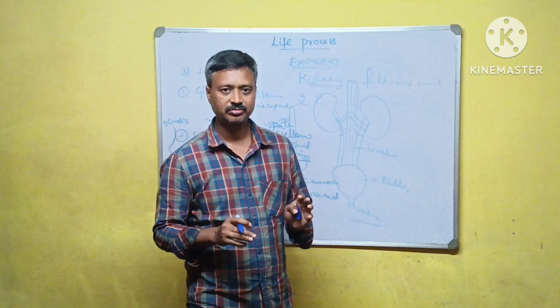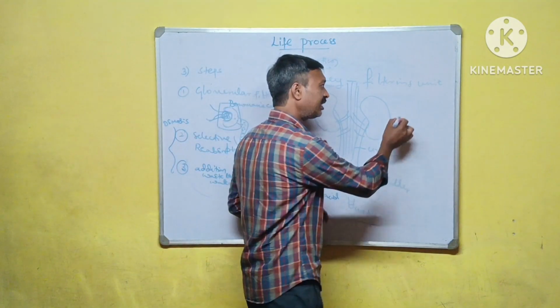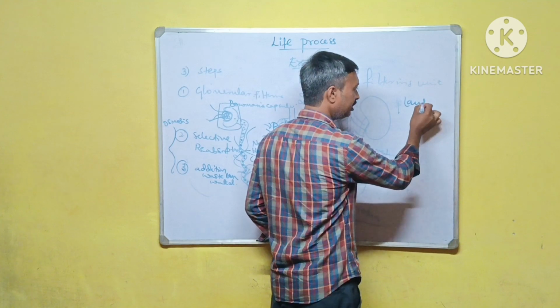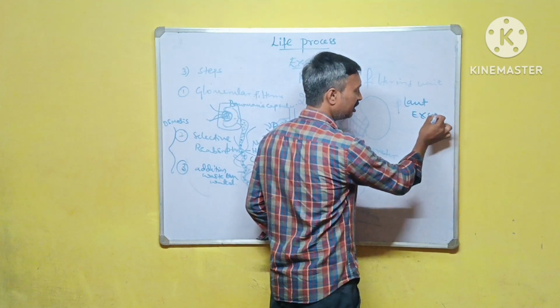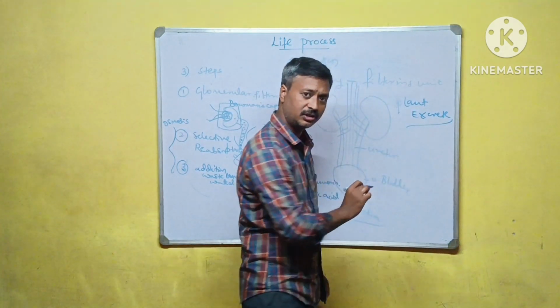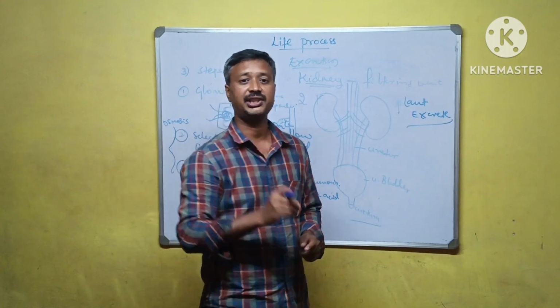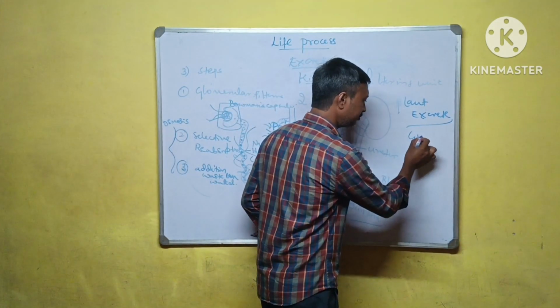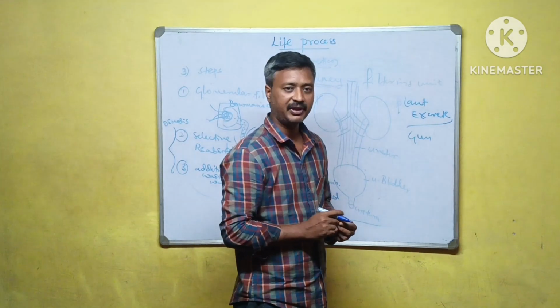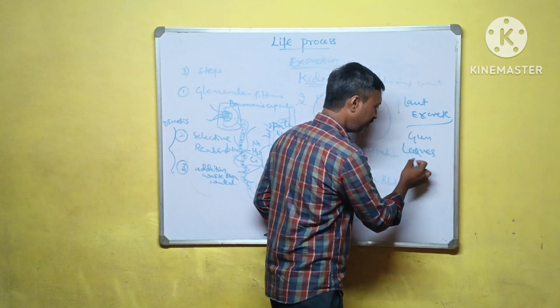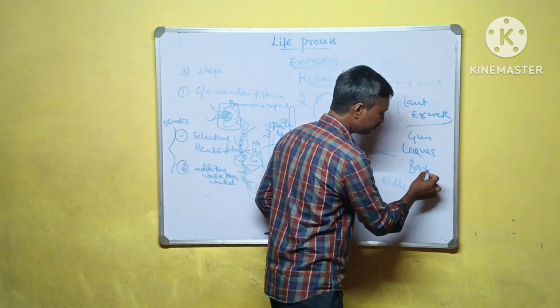Is it clear? Do plants excrete? Yes, plants also excrete. Do you believe it? Yes, plants also excrete in the form of gum, in the form of leaves, in the form of bark.